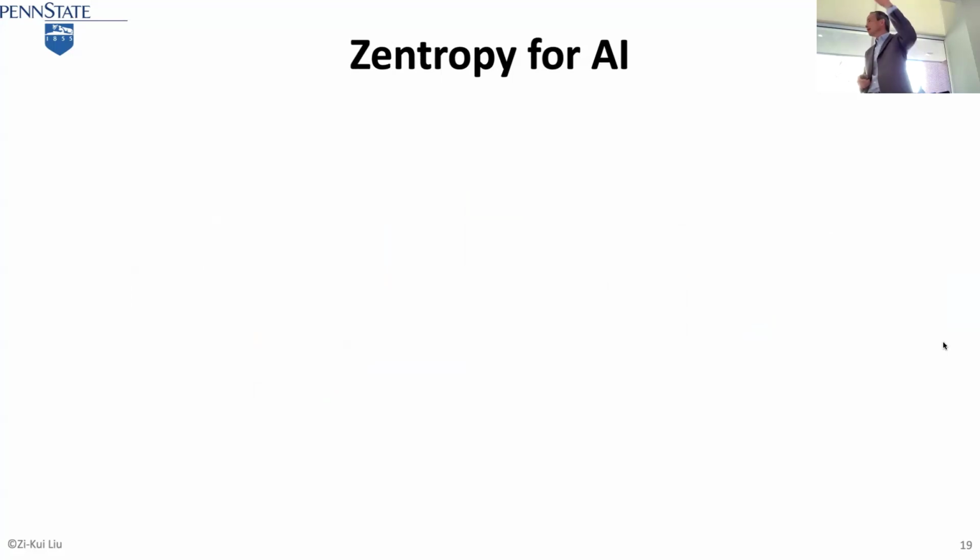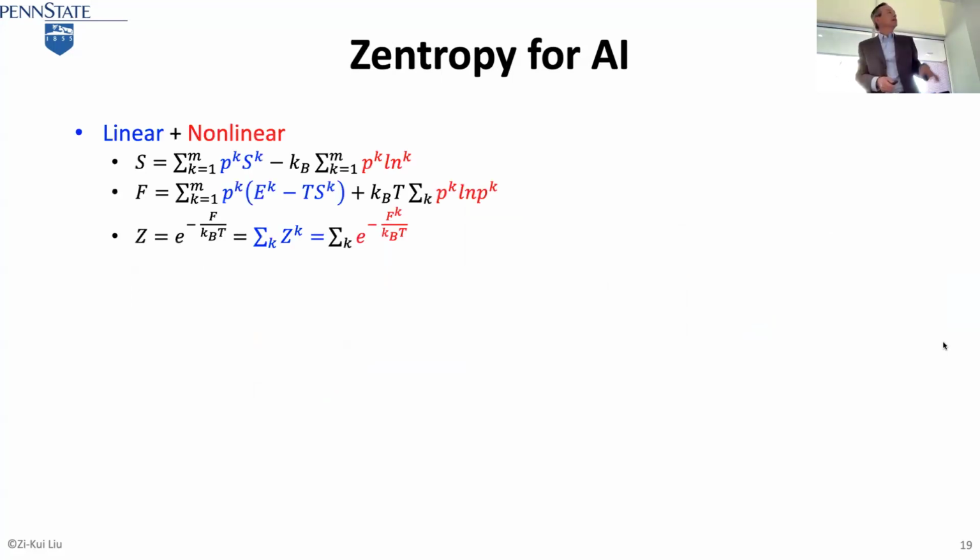Remember I showed statistical mechanics, right? So you see, the blue one is linear. You put the configurations together, linear summation. And then you find that you need the pk log pk, which becomes non-linear. So each equation has both linear and non-linear parts: the entropy, the free energy, and the potential function. In the potential function, there is a summation of zk.